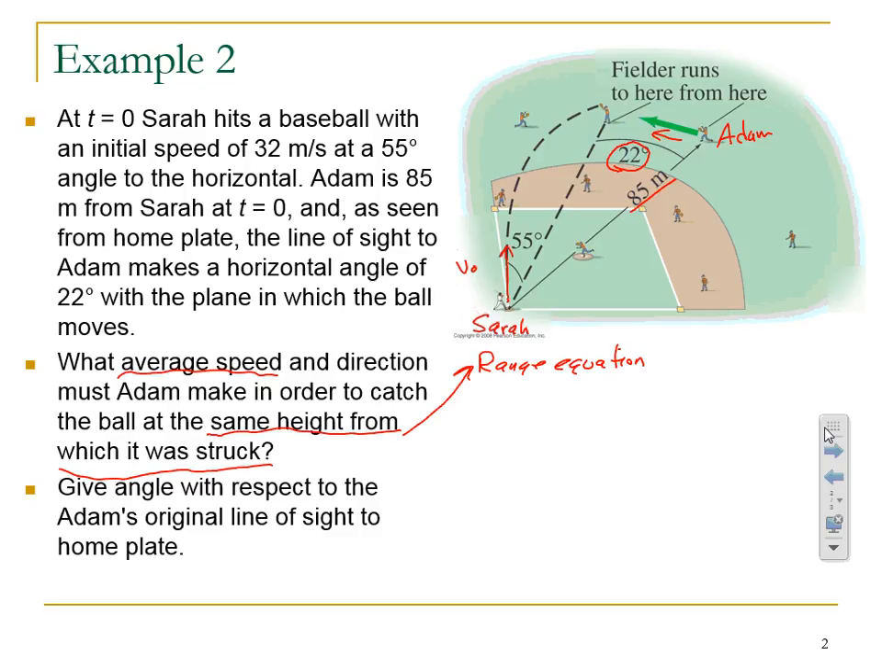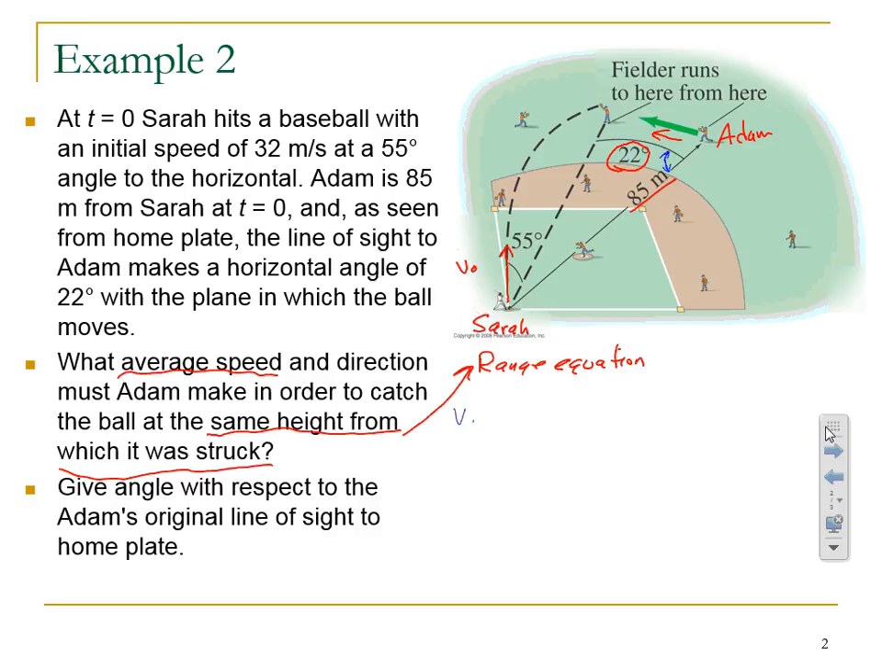And then also we want to figure out the angle with respect to Adam's original line of sight to home plate. So I'm going to do this in blue. This is the angle that we're going to want to figure out that will describe the motion that Adam needs to run in. Okay. So first thing we want to do is calculate an average velocity.